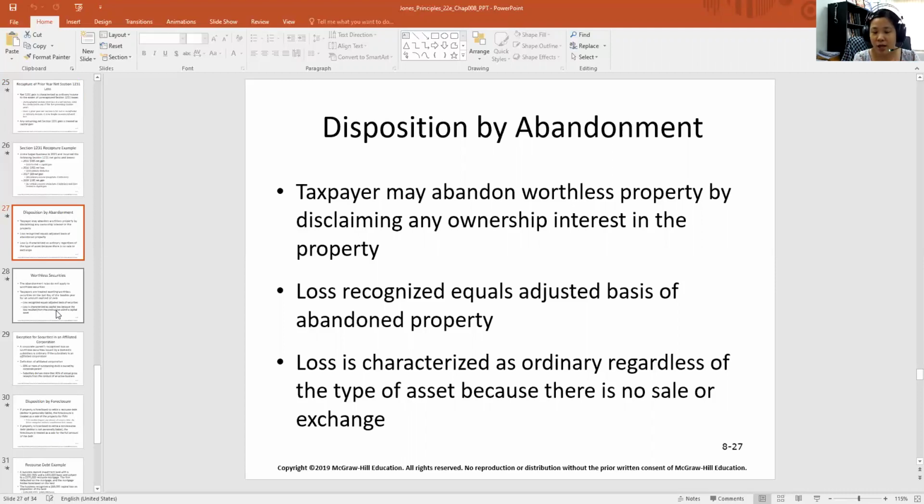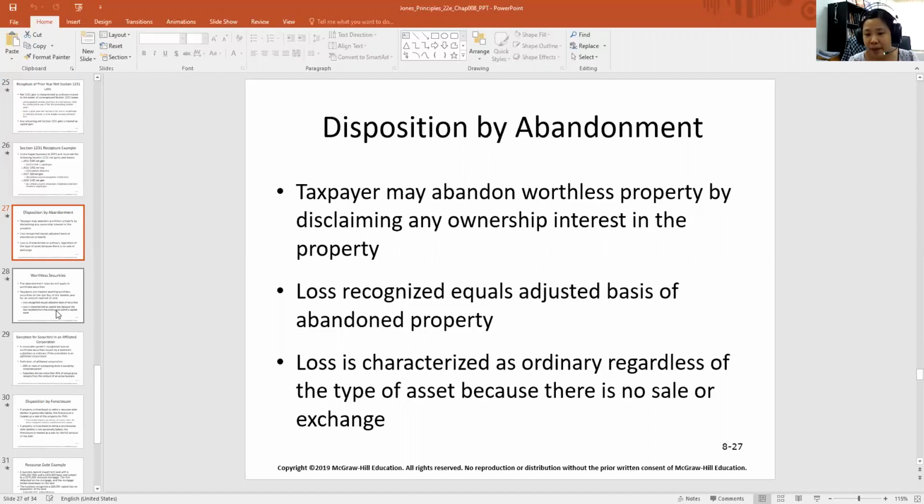So we need to recognize any loss. The loss that we recognize will be equal to the adjusted basis of the abandoned property, and the loss will be characterized as ordinary, regardless of the type of asset, because there's no sale or exchange.